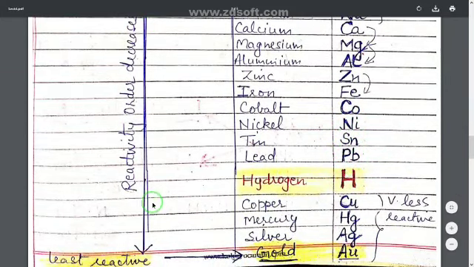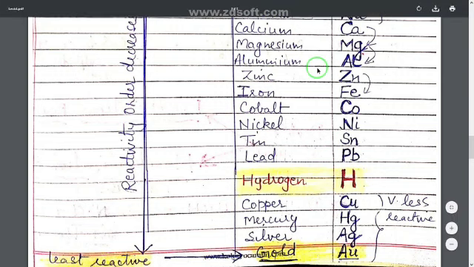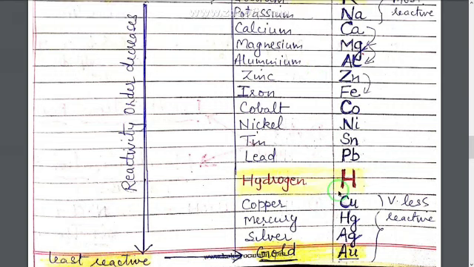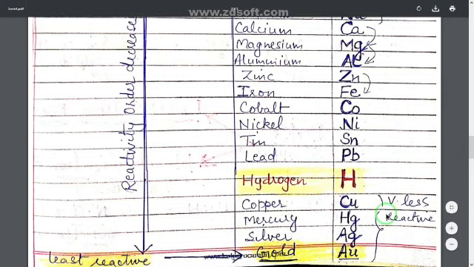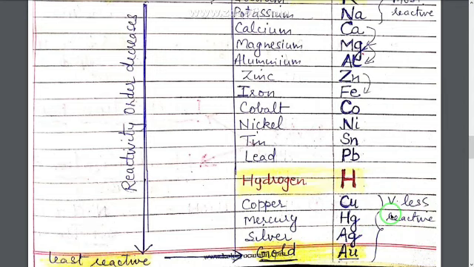Then next comes hydrogen. Why is hydrogen highlighted? Because many times we have to compare the reactivity of the metals with hydrogen. Those metals which are above hydrogen in this series are generally taken as reactive metals, and those metals which are below hydrogen, like copper, silver, mercury and gold, are less reactive. हाइड्रोजन से जो ऊपर है वो ज़्यादा reactive metals हैं, और जो नीचे है वो कम reactive metals हैं.